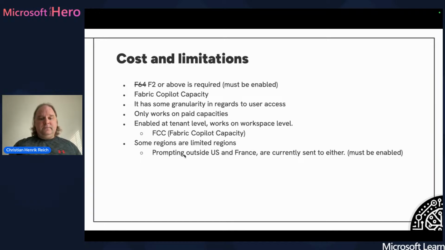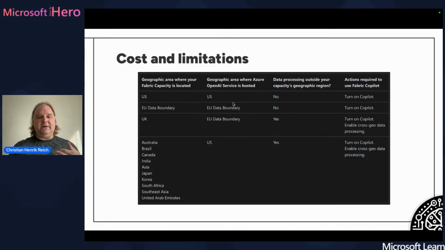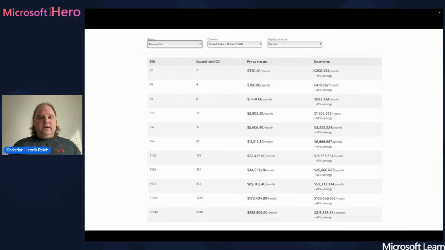Also, the data you communicate with your Copilot goes to either the US or France, depending on where you're residing. So if you're in the EU, it goes to France. Even if you're living in Sweden or Denmark, as I do, France is the target. US is, of course, US. But if you're living in some other countries, there's this map about where the data goes. And this is the pricing tier for the Fabric SKUs, and this is the F64.